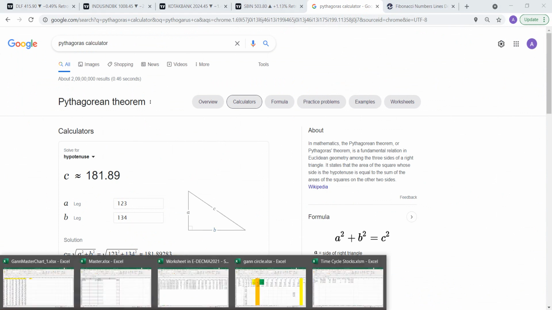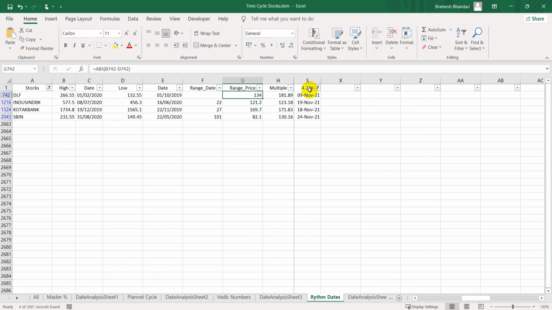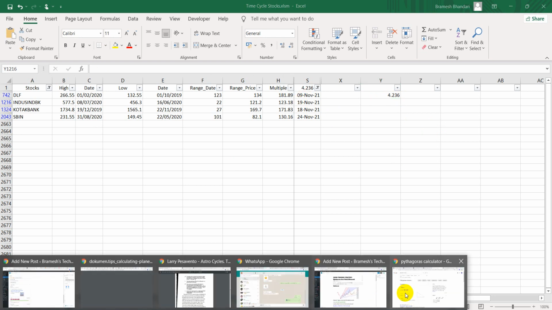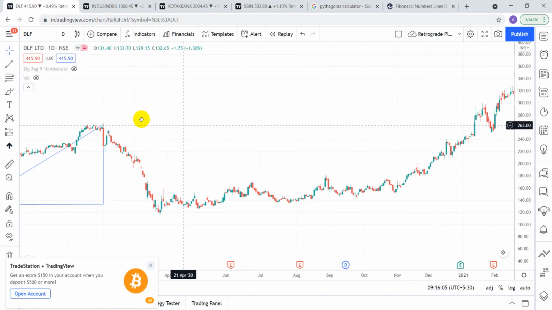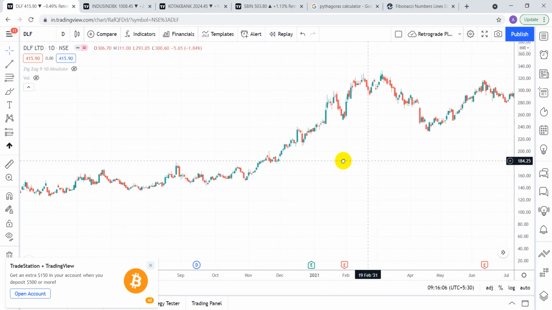Now this multiplier I'm multiplying with 4.236. What is 4.236? 4.236 is the combination of two Fibonacci numbers, 1.618, which is a golden ratio, and 2.618, which is another golden ratio. You will get 4.236 and you will get a date as 9th November 2021. Let's go and check what happened on that day in DLF, 9 November 2021.